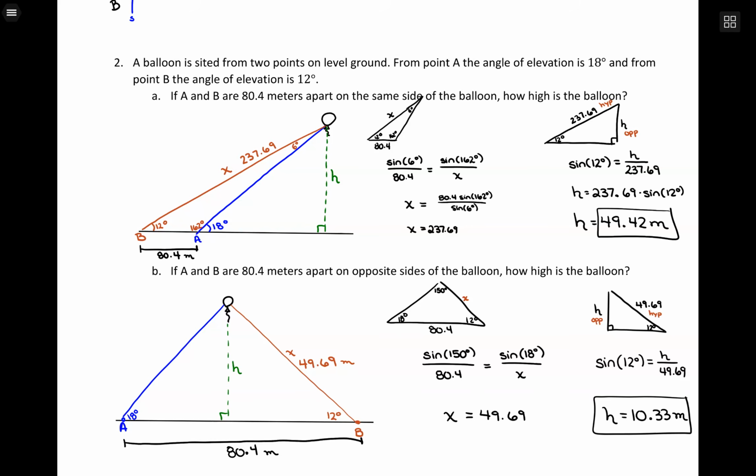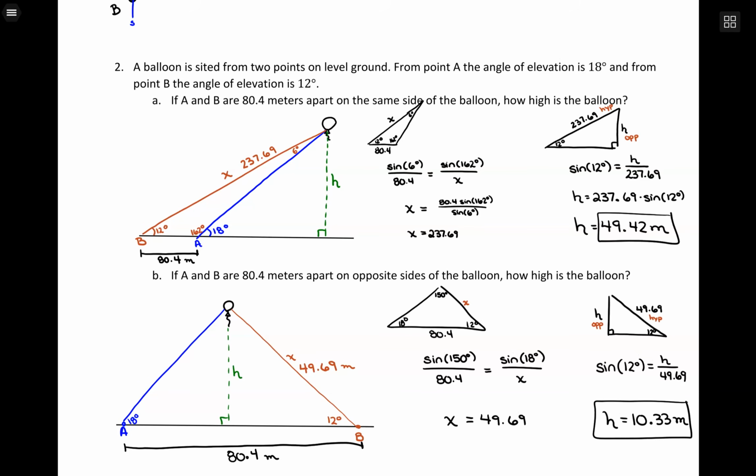So there's some applications. It really comes down to getting the drawing correct, and then with that, just playing with the triangles until you get the side length or angle measurement that you're looking for.